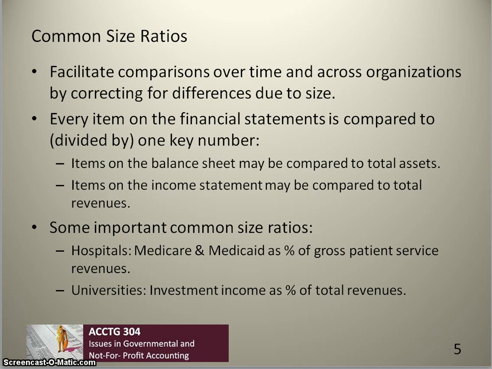Some common size ratios may be particularly meaningful. For example, they may point to important financial strengths or to important financial risks. For instance, in the hospital industry, Medicare and Medicaid revenues as a percent of total patient services revenues can be a weakness if it's high because Medicare and Medicaid pay less than other insurance providers. For a university, investment income as a percent of total revenues can be a strength if it's higher because it indicates that the university has a large endowment and has investment income it can rely upon and it is less dependent upon tuition.